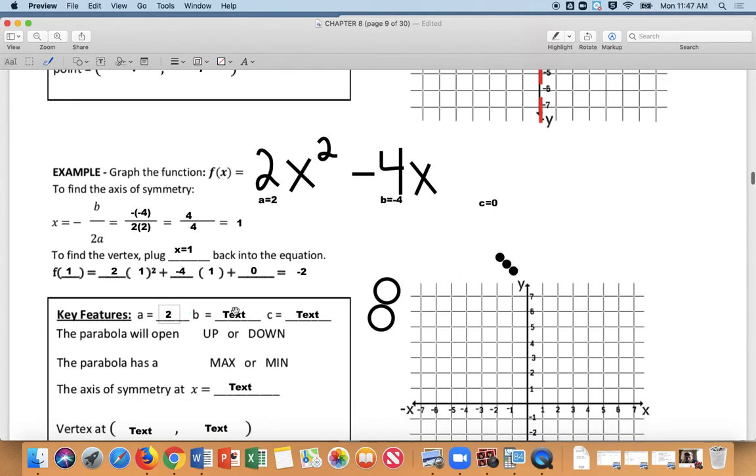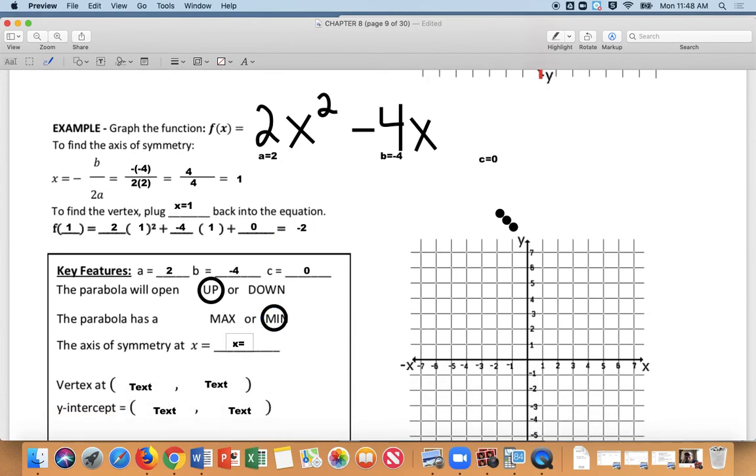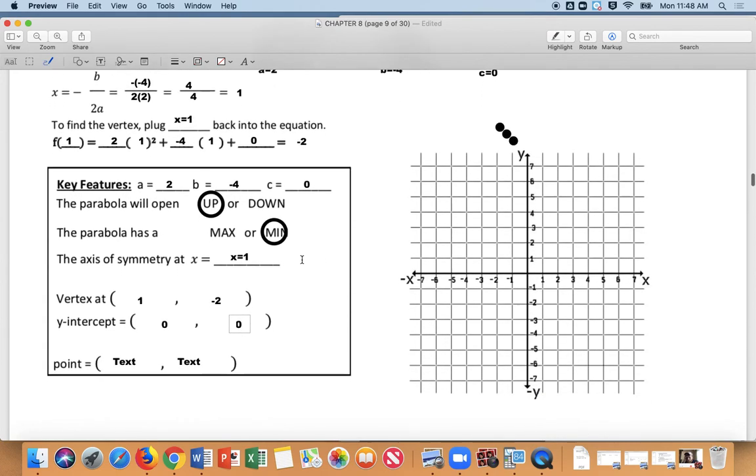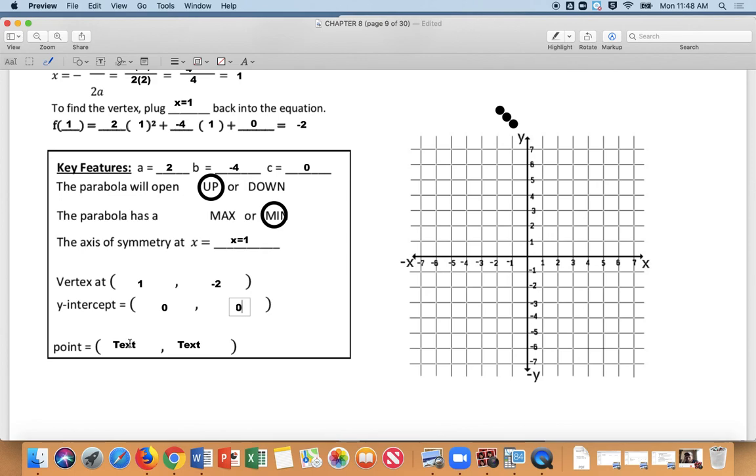So we're going to go ahead and plug each of these in, which we know because we labeled. Because A is positive, it opens up. We have a min. Axis of symmetry is x equals 1. The vertex was 1, negative 2. The y-intercept would be 0 and 0. Because we plug in 0, we have 2 times 0 squared, which is 0, minus 4 times 0, which is 0.